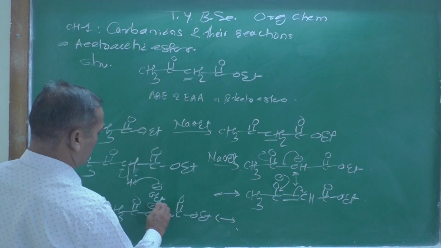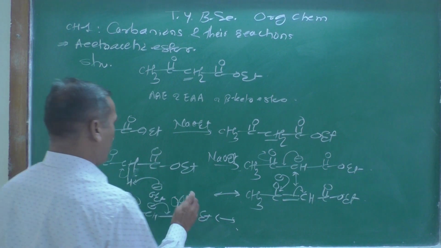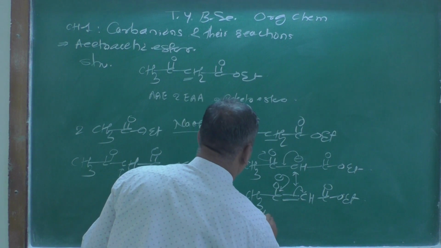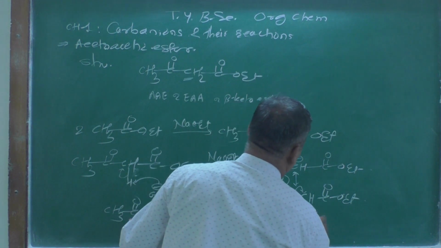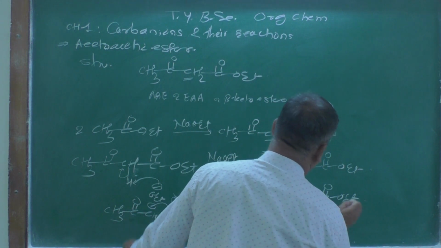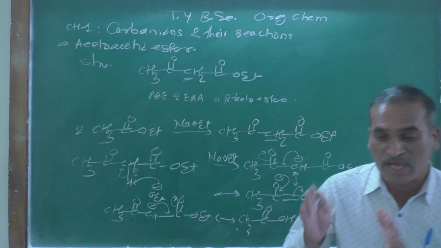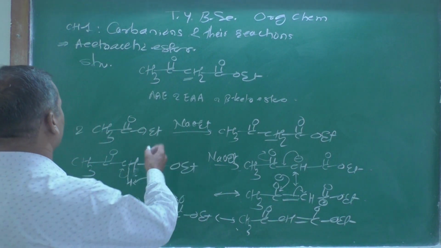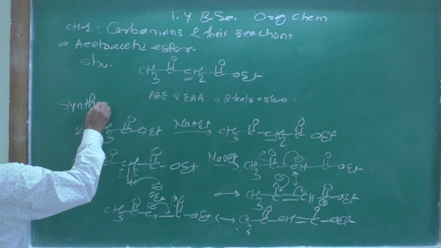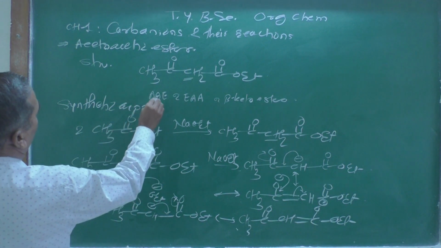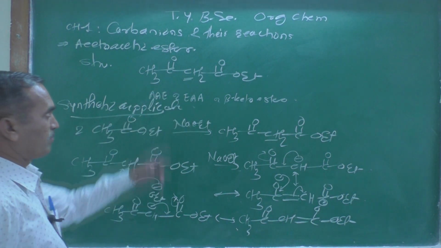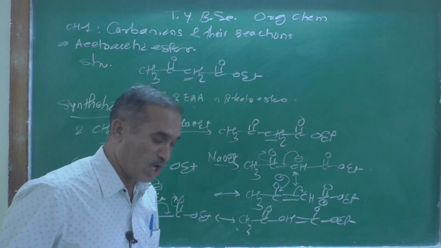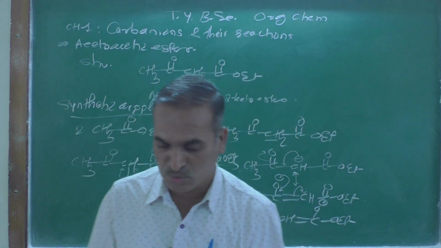Again we can draw the resonating structure. This negative charge comes over there, and then the negative charge is on that oxygen atom. You will be getting here CH3 C double bond O, CH double bond C, O minus, and then OEt. So in this way, the carbanion is well stabilized due to resonance, and that's why it has a synthetic application. The synthetic application of ethyl acetoacetate, or beta keto ester, is well stabilized due to the resonance.